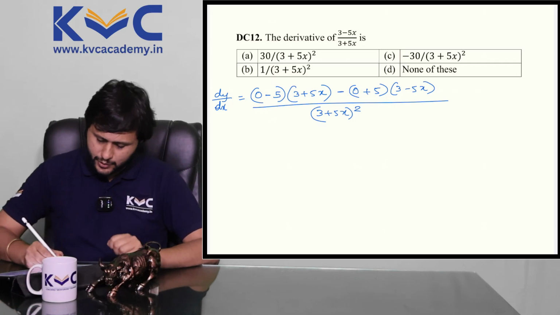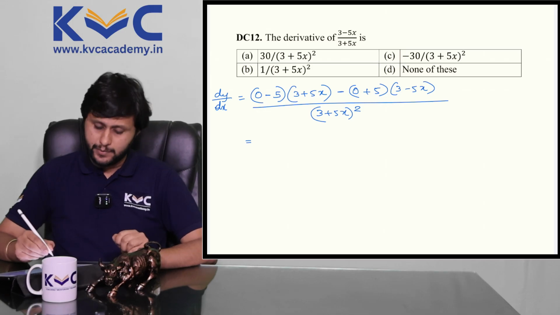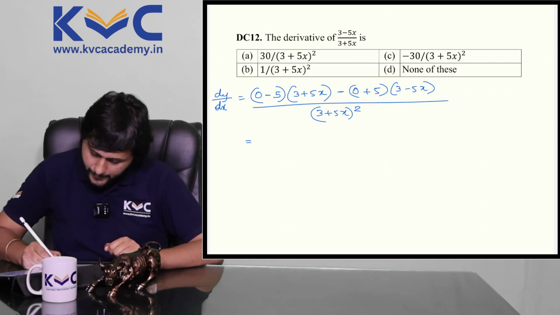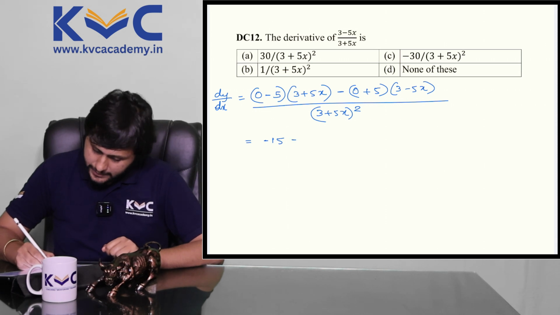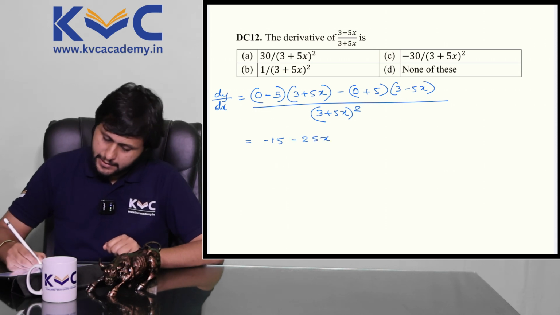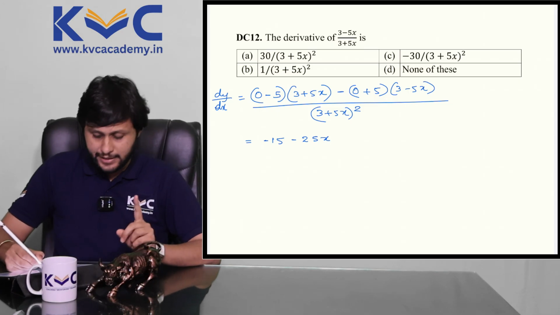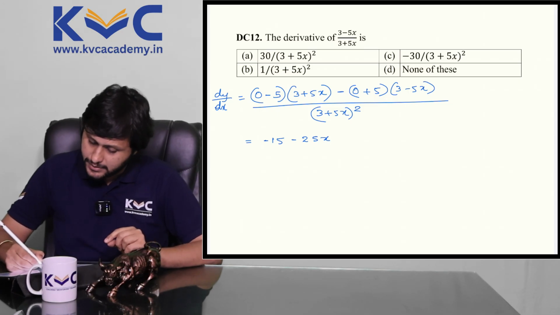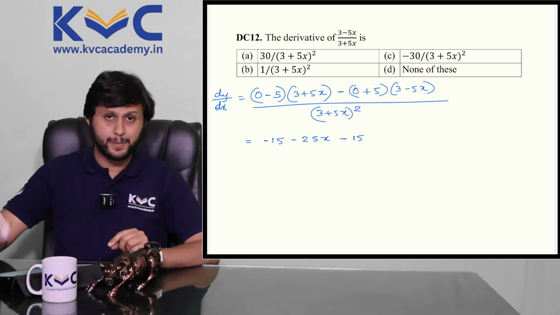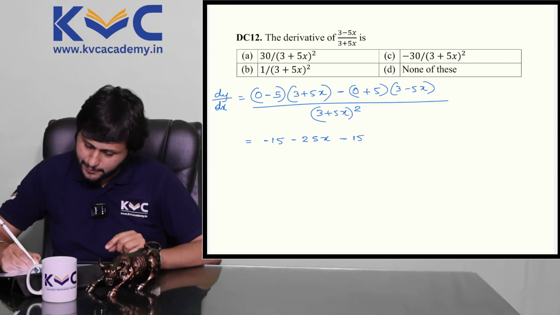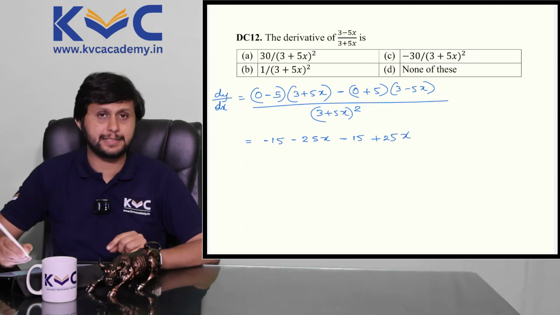But we'll anyways do everything. So we have minus 5, open the bracket, minus 5 into 3, minus 15. Minus 5 into 5, minus 25x. Again we have minus outside the bracket. Remember, minus 5 into 3, we have minus 15 again. We have minus 5 into minus 5x is plus 25x.